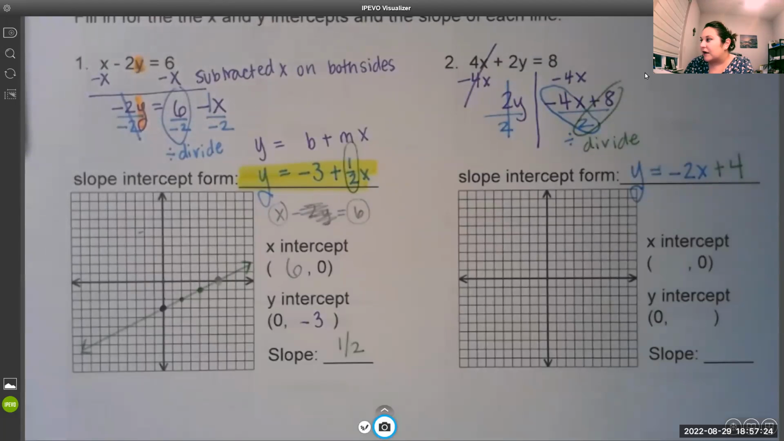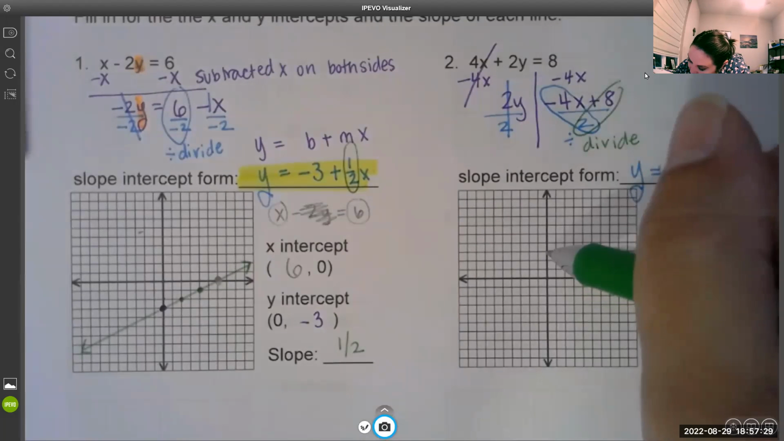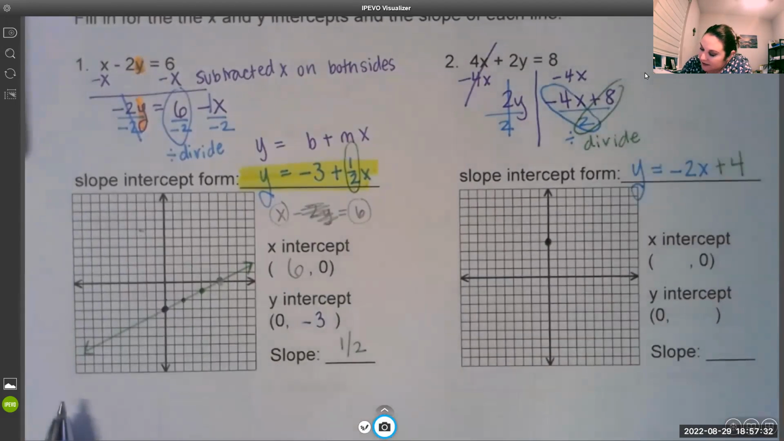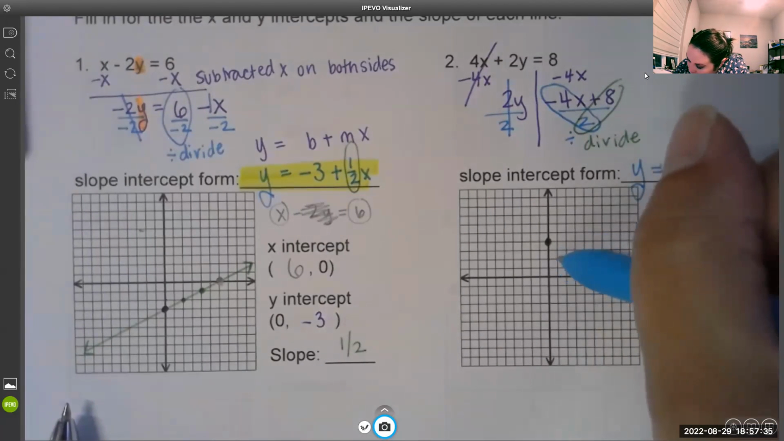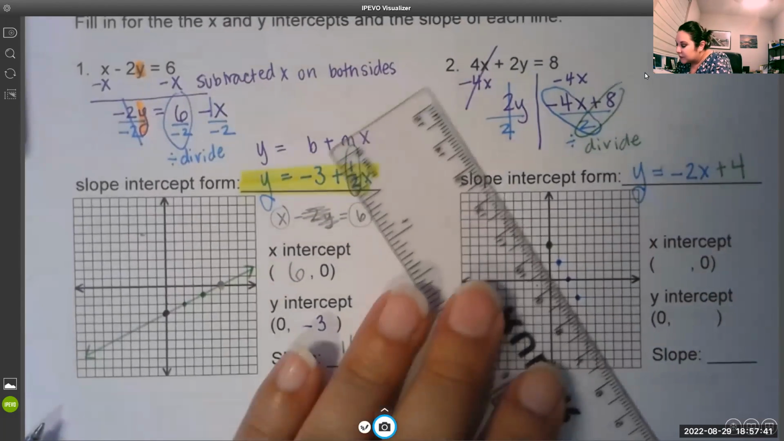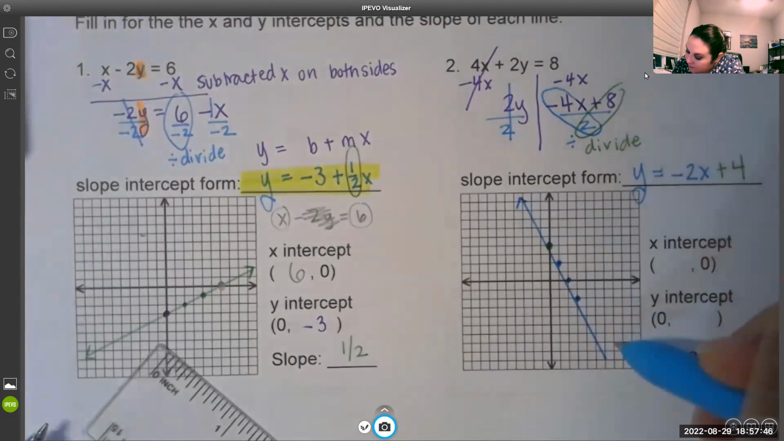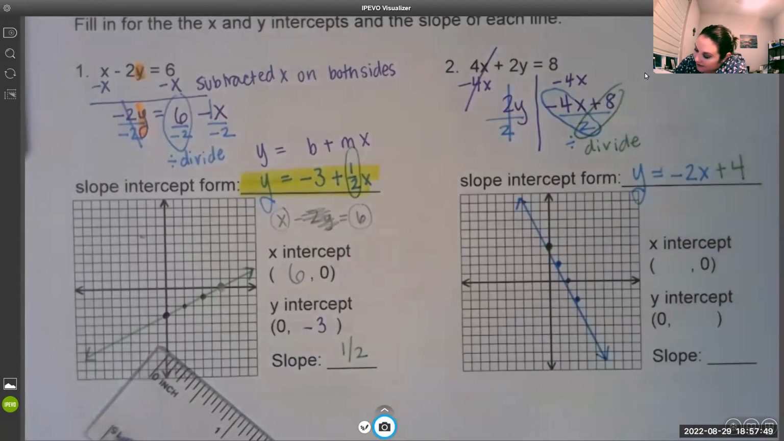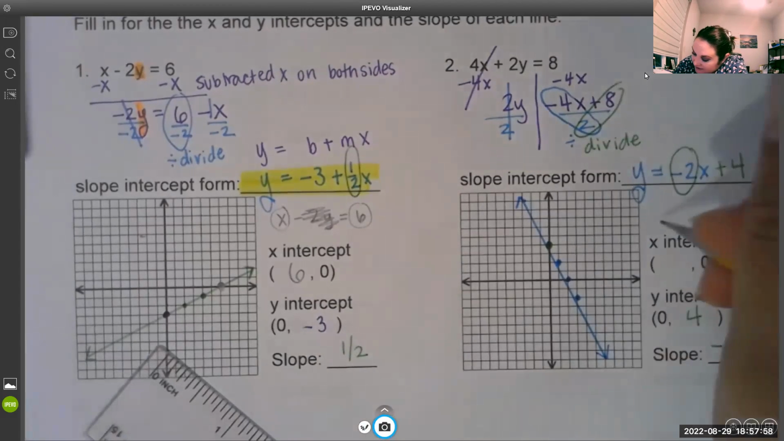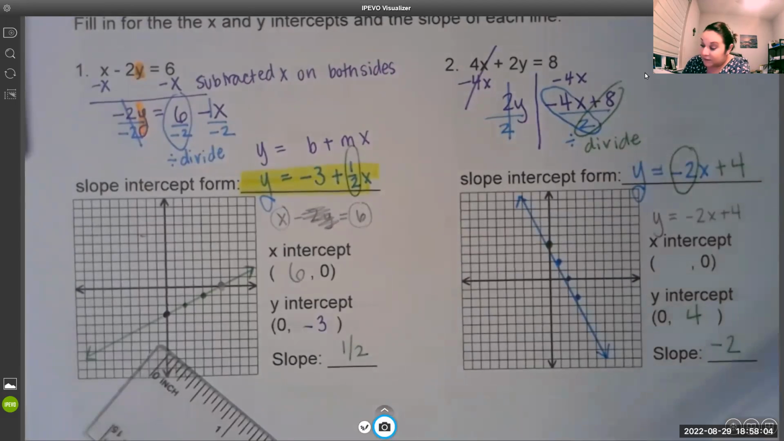And so you can choose to graph it however you want. If I knew slope-intercept form, 1, 2, 3, 4, and then down 2 over 1, down 2 over 1, down 2 over 1. From slope-intercept form, I could tell that the slope is -2. I can also tell that the y-intercept is (0, 4), and the x-intercept is going to be when I let the y be 0.